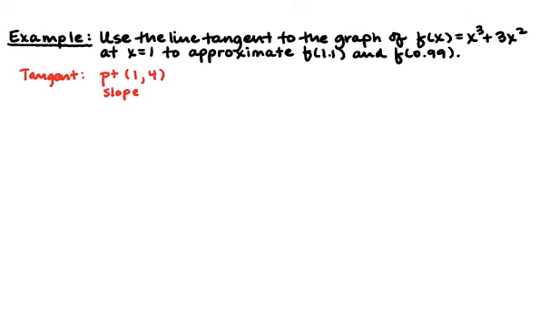The slope is going to be, well, that'll be f prime of 1. And the derivative of x to the third is 3 times x squared. Derivative of 3x squared is 6 times x. So when we plug in 1, we're going to get 9.